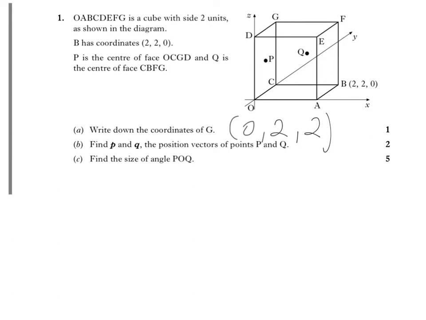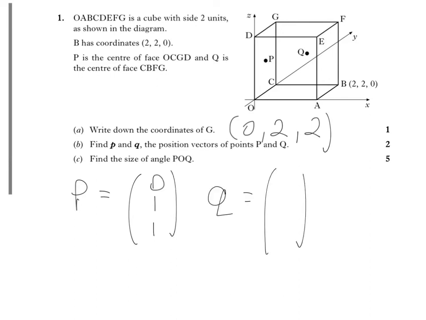Part B says find p and q, the position vectors of points P and Q. Well, for P, again we can see that P is 0 along. Its y coordinate, well, we can see that it's halfway into the back of the shape. So its y coordinate, its depth, is 1, and it's halfway up, so that's 0, 1, 1.